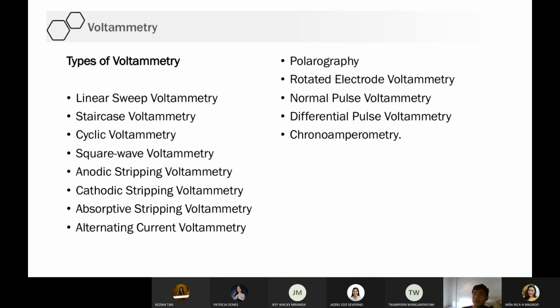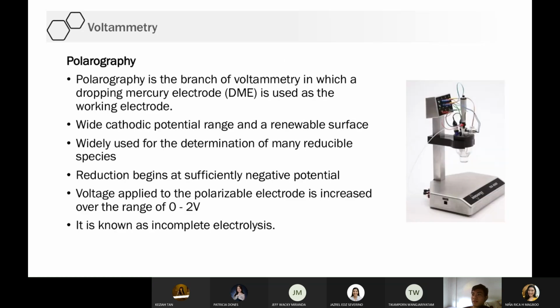So anyway, these are the types of voltammetry. We're not going to go into deeper details because voltammetry is a quite different concept compared with potentiometry. If you're a BS chemistry student, then we will discuss it, but since you're not, we'll just go past it. Okay, so this is one example of voltammetry.